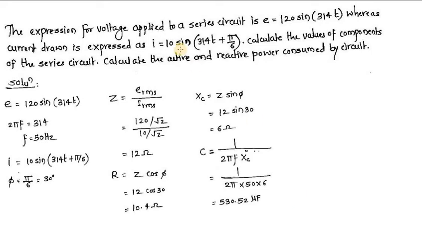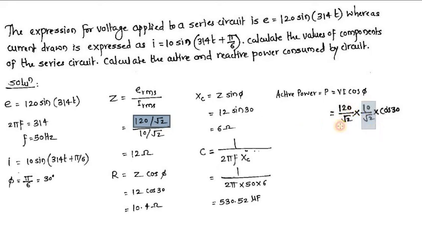Now we need to find out the active and reactive power of the circuit, which is very easy. We know the formula for active power: P is equal to VI cos phi. Substitute the values. One more thing to be noted is that V is the RMS value and I in the formula is also the RMS value. Voltage RMS value is 120 by root 2, which was already done over here, and current RMS value is 10 by root 2, also already done over here. So this is very easy to understand. Cos phi is cos 30 and this becomes 519.62 watt.